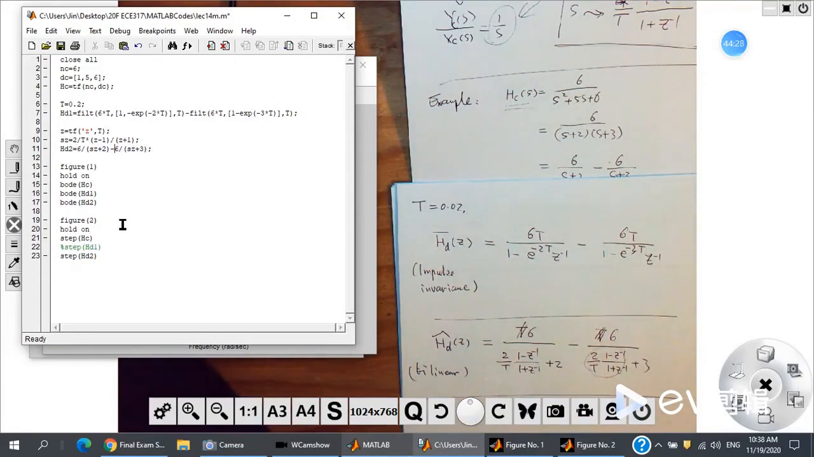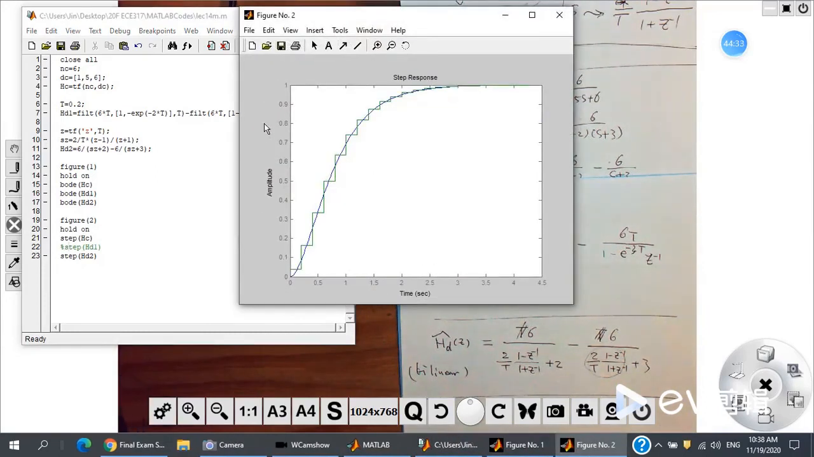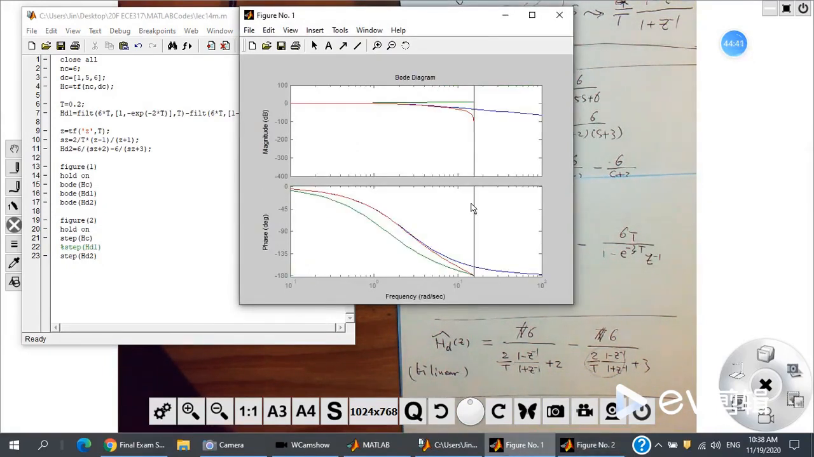Okay, let me run it again. This bilinear one is quite good, right? The step response is quite good. And figure 1, the red one should be bilinear. The phase for lower frequency is quite close, and the magnitude is also very close for the low frequency part. For high frequency it's not exactly the same, but it's not bad.